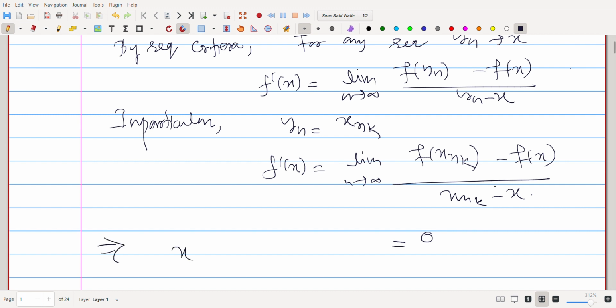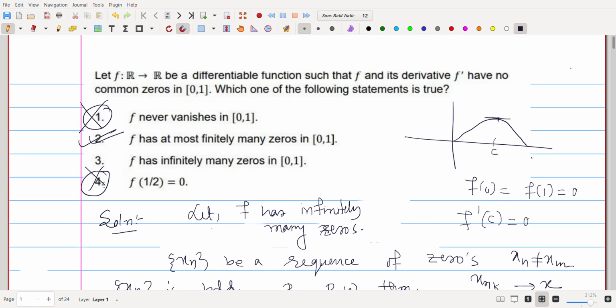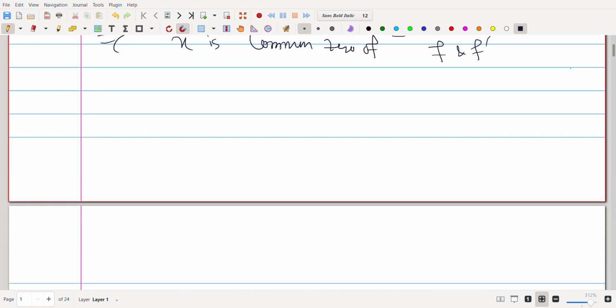This implies x is a common zero of f and f prime. So that's why f can have at most finitely many zeros: if f has infinitely many zeros, we take distinct zeros, and that has a subsequence converging to some particular point, and that point must be a common zero of f and f prime both. That's why f has at most finitely many zeros. It's a very nice problem. Okay, move to the next one.